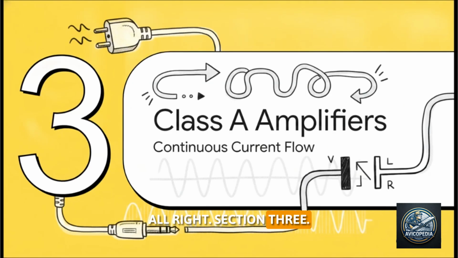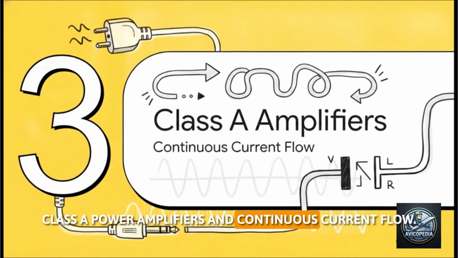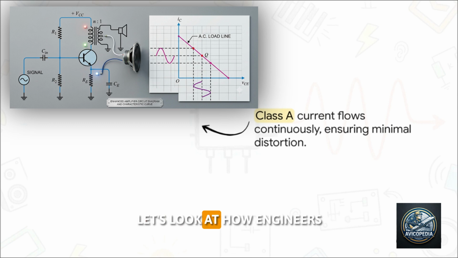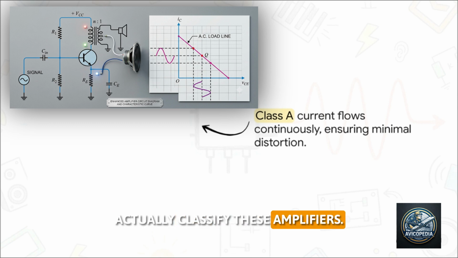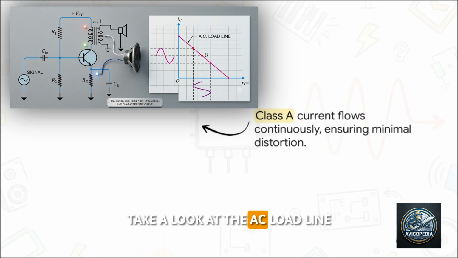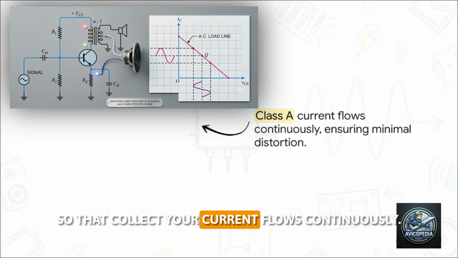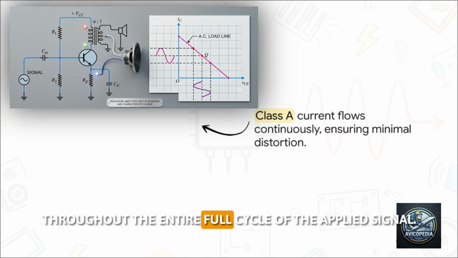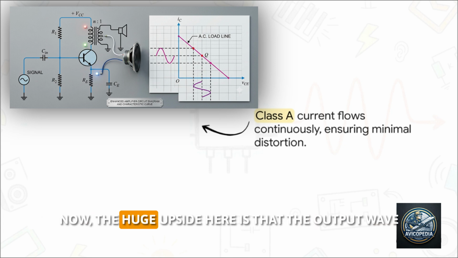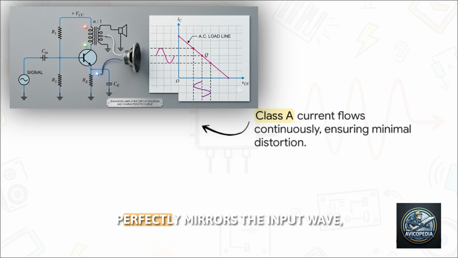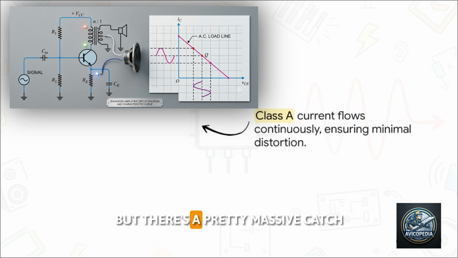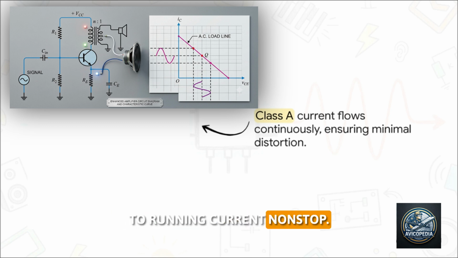All right, Section 3, Class A power amplifiers and continuous current flow. Now that we know the stakes of handling heavy power, let's look at how engineers actually classified these amplifiers. Take a look at the AC load line. In a Class A power amplifier, the operating point is set up so that collector current flows continuously, 100% of the time, throughout the entire full cycle of the applied signal. Now, the huge upside here is that the output wave perfectly mirrors the input wave, giving you the absolute minimum distortion, but there's a pretty massive catch to running current nonstop.